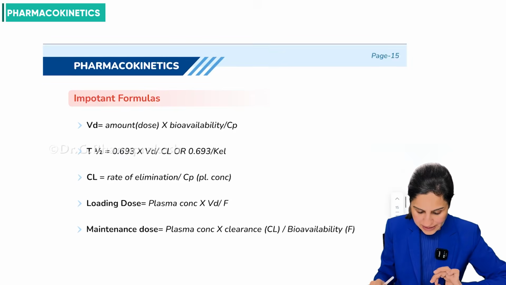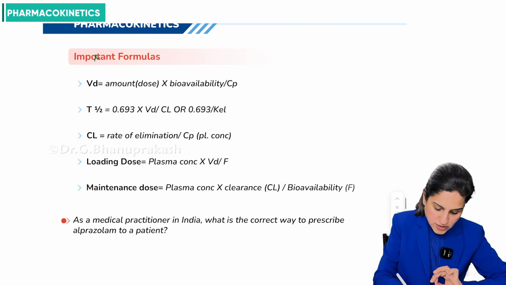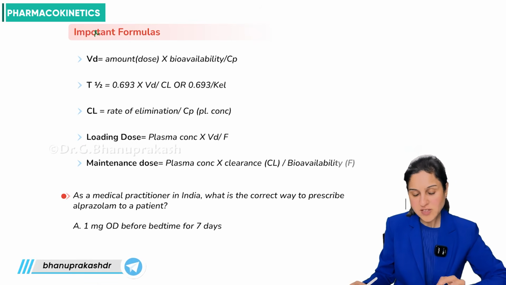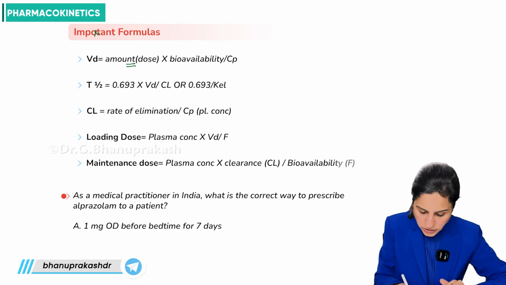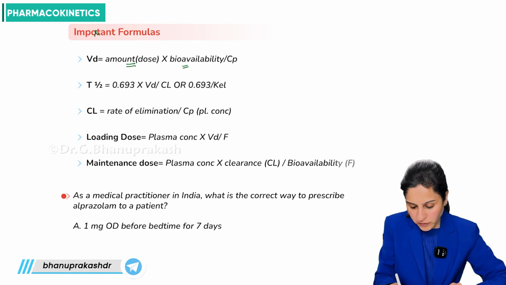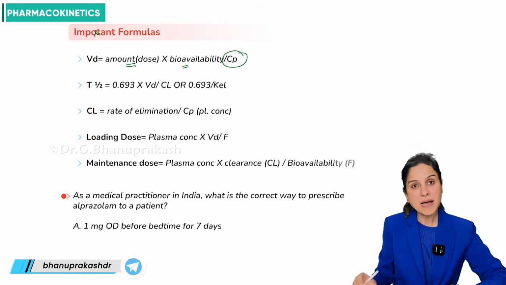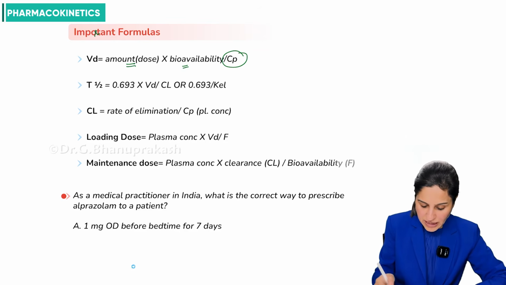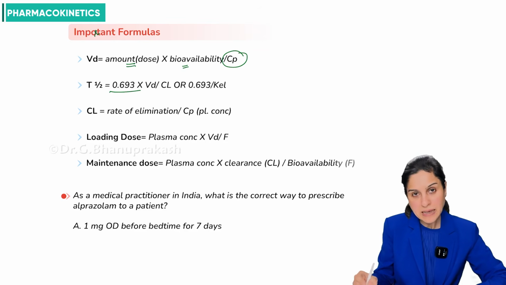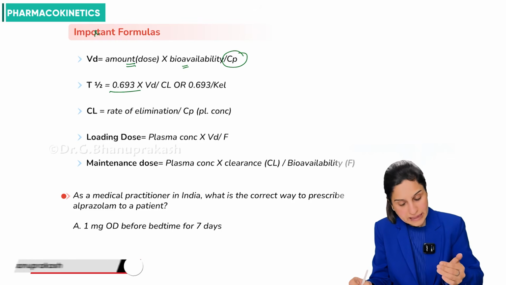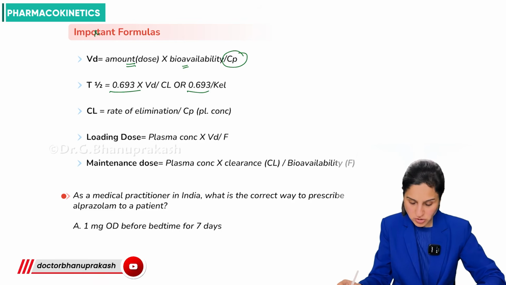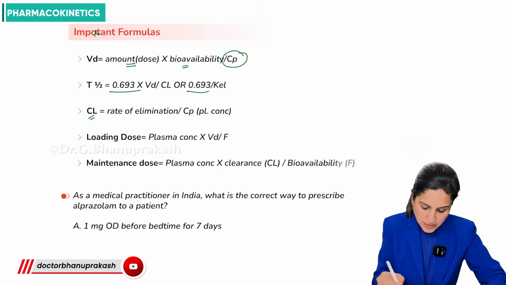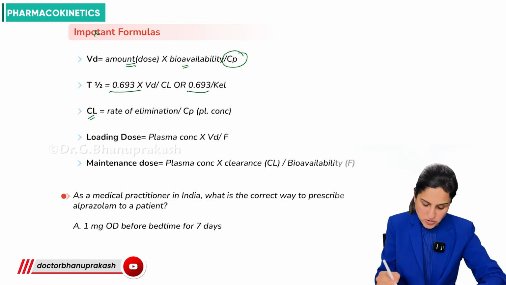These are very, very important formulas. So let's see what the various important formulas are for us. First important formula is volume of distribution. In case a numerical is given, it is the amount of drug multiplied by bioavailability and divided by the plasma concentration. Half-life is 0.693 multiplied by volume of distribution divided by clearance, or it is 0.693 divided by elimination constant. Clearance is rate of elimination divided by the plasma concentration.